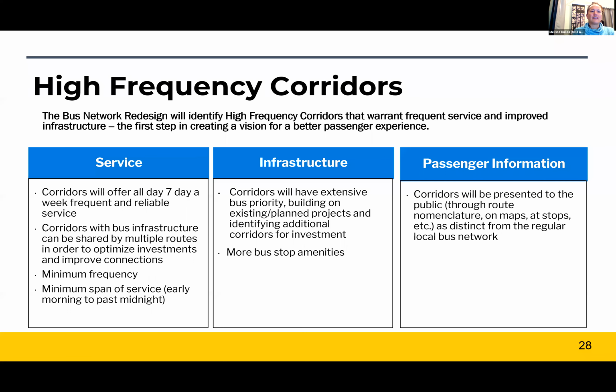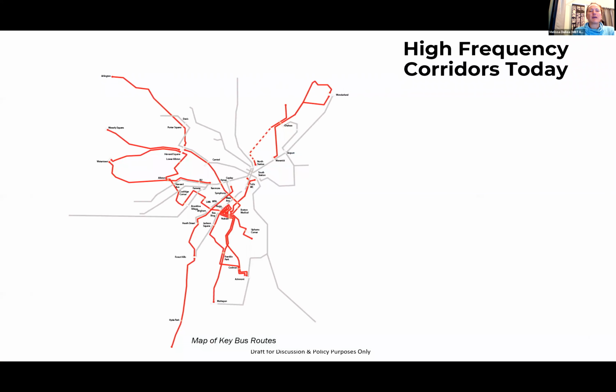So on the next slide, we have a map that shows, this isn't exactly the same as what Bus Network Redesign is talking about with high frequency corridors. This is a map of today's key bus routes, which are our busiest bus routes that have that high frequency. I would argue that perhaps the priority treatments that we have here aren't necessarily what we have envisioned for Bus Network Redesign, but the frequency of the service is very similar in terms of having 7-day-a-week service from early in the morning until well past midnight.